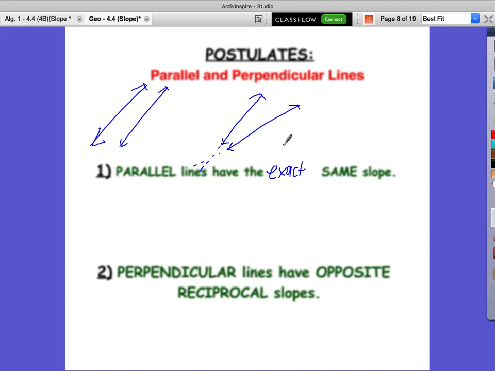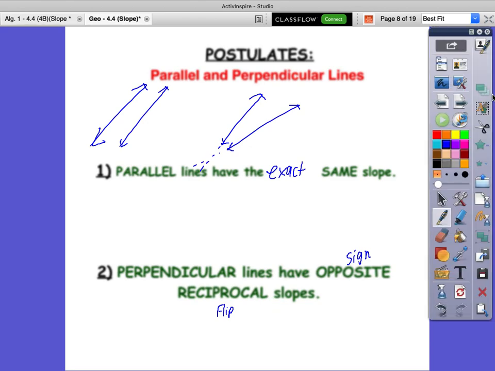Okay. Anyway, perpendicular lines have opposite reciprocal slope. Opposite what? Opposite sign. If one's positive, the other one is negative. If one's negative, the other one is positive. Reciprocal, what's that mean? You flip it. It's like you flip the fraction, right? Perpendicular lines have opposite reciprocal slope. They have the opposite sign, and you reciprocate, you flip the fraction. You make a fraction and flip it if you need to. That was one review again, okay?